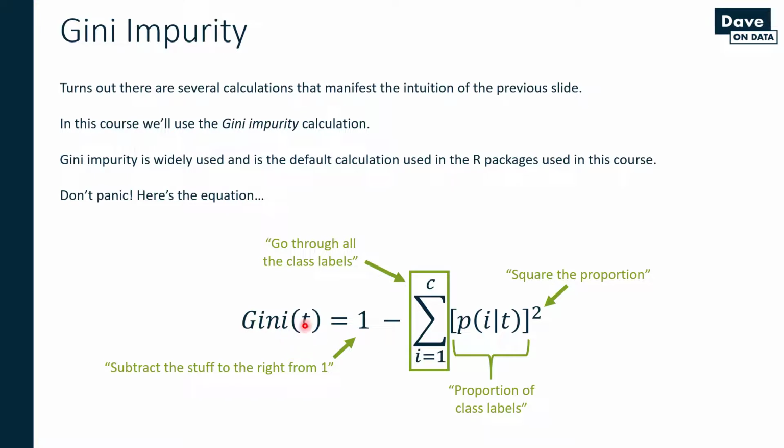And once again, the t stands for any particular node in the tree. So the Gini for any node in the tree, denoted by t, is equal to 1 minus all this stuff over here. That's a little bit abstract. So the best way to actually learn this is just to walk through an example step by step. And that's exactly what we're going to do on the next slide.